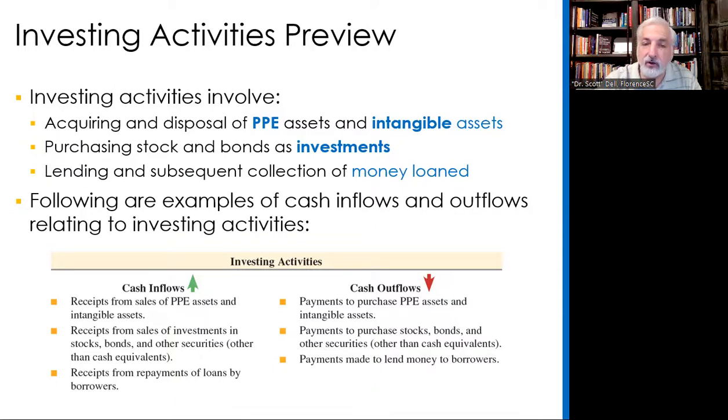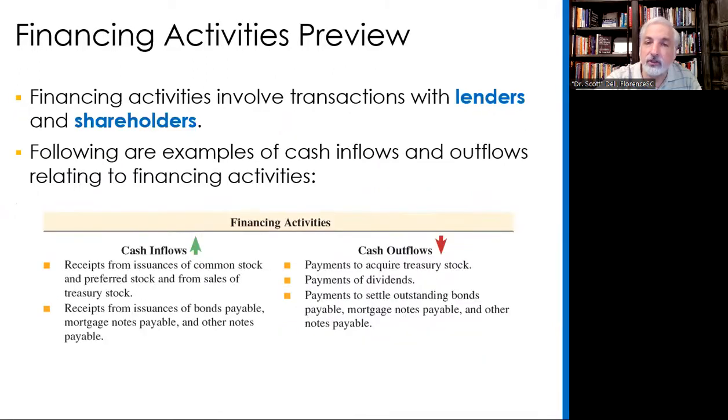And so the overall investing: receipt from sales of equipment, receipt from sales of investments, stocks, bonds, receipt from repayment of loans by borrowers. On the outflow side, we're buying stuff: payment to purchase property, plant, equipment, and intangible assets, or payment to purchase stocks, bonds, and other securities, other than cash equivalents, which are current assets. Those are used for the day-to-day. Payments made to lend money to borrowers. So money going out the door, again, that's an outflow or use of funds.